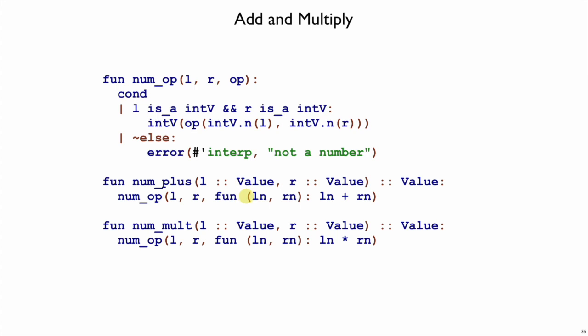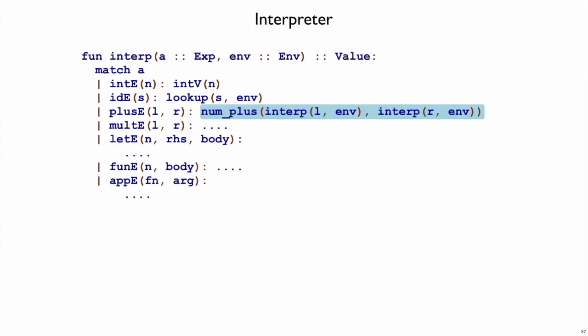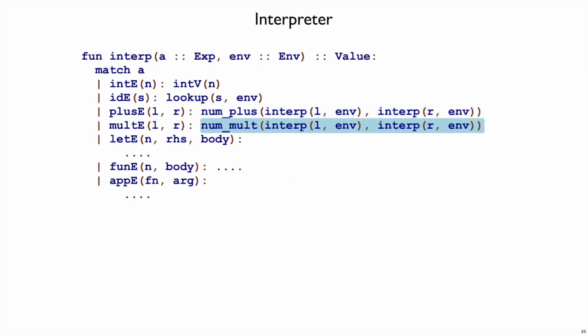And that function doesn't really need a name. It can just be written inline here in the call to num up. It takes a left number and a right number and adds them together, or it takes a left number and a right number and multiplies them together. So this is the definition of num plus and num mult that we'll put in our interpreter. And now we can just use those in our plus case and mult case.